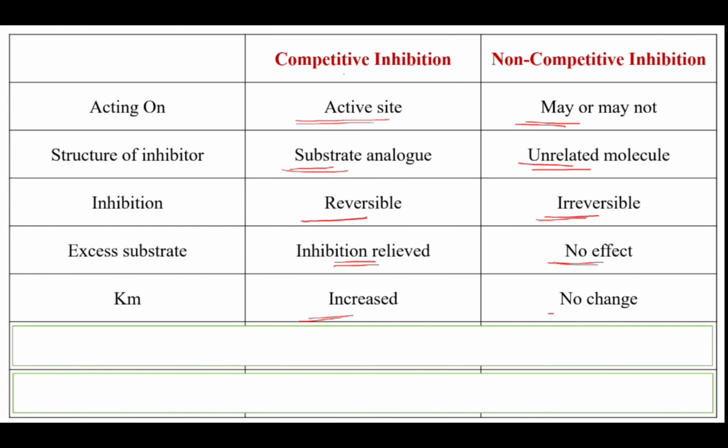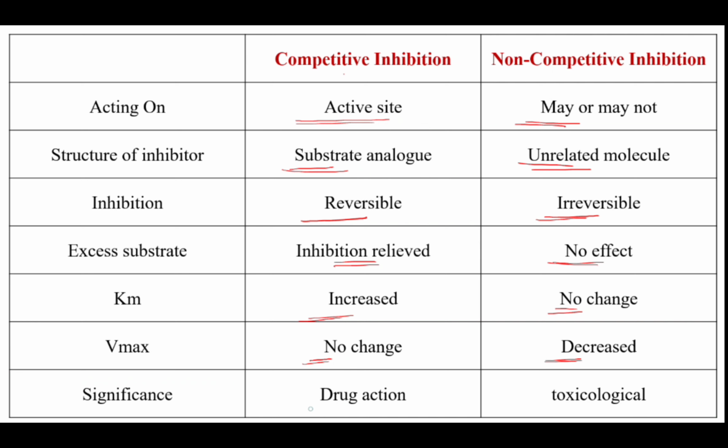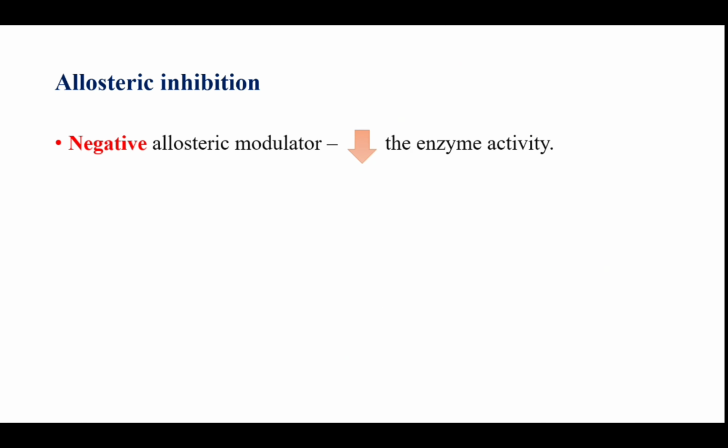Km is increased in competitive, whereas in non-competitive there is no change. Vmax has no change in competitive, but Vmax is decreased in non-competitive inhibition. Significance: drug action is usually seen in competitive inhibition, whereas toxicological or poisonous substances act through non-competitive inhibition. Next is allosteric inhibition. We have seen that any substance which binds to a site other than the active site is called an allosteric inhibitor, and if it decreases the enzyme activity, it is called a negative allosteric modulator.